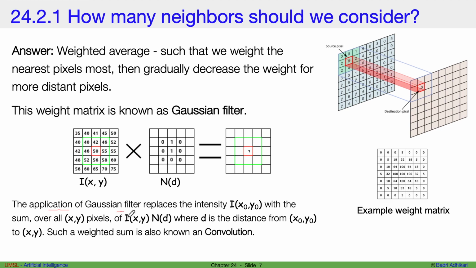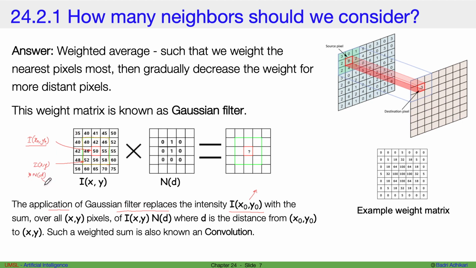Overall, this application of the Gaussian filter replaces the intensity I(x0, y0). So say for example, I'm looking at this intensity value 50, which is, let's say, my I(x0, y0). Then what it does is it replaces this I(x0, y0) with the sum over all the xy pixels. Now when we say xy, we're looking at this neighborhood. Sum over all the xy pixels where each intensity, any pixel I(x, y) in the neighborhood of this I(x0, y0), is multiplied by n_d.